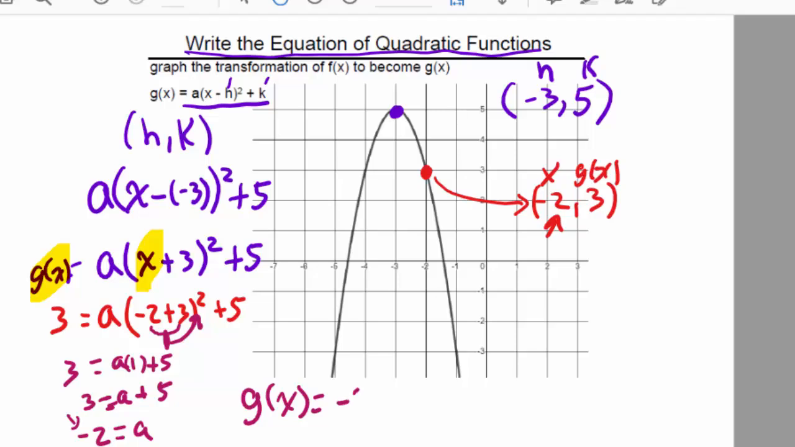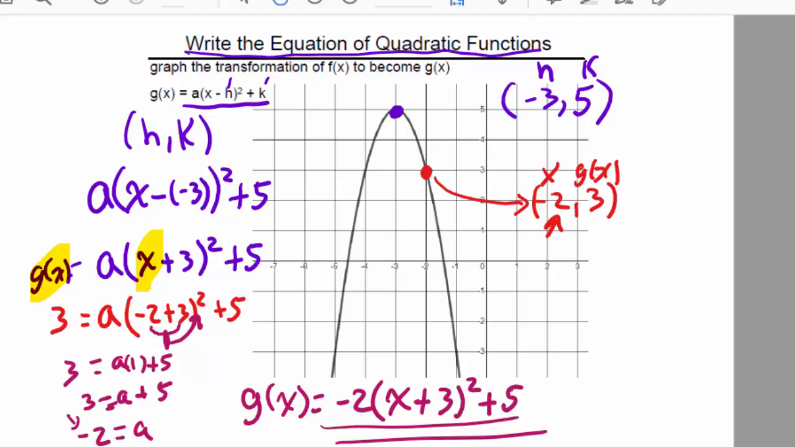So our final equation here is going to be g of x equals, now our a value was -2, times x plus 3 squared. Now I could have put minus a 3 in there, but I left it as plus 3 because it's a little bit neater looking. And then the k value was positive 5, and this is the function that represents the graph that's shown.